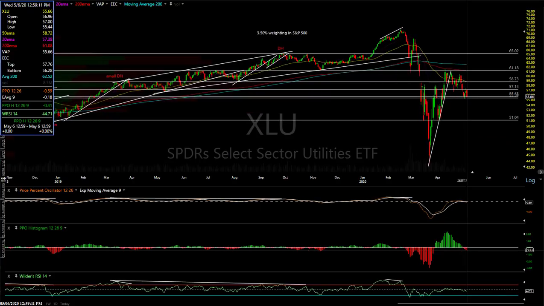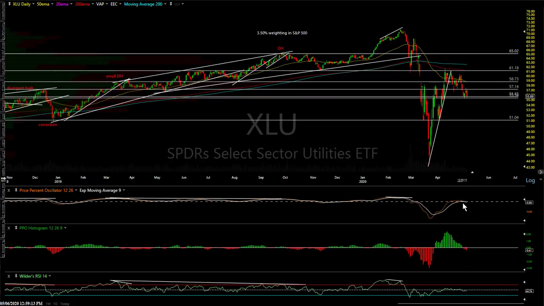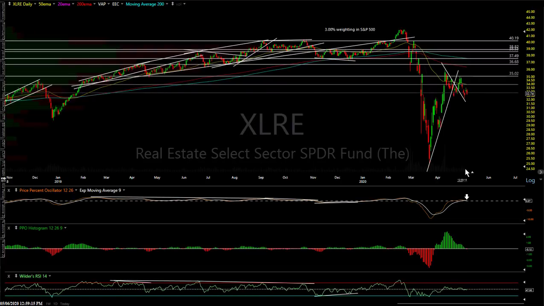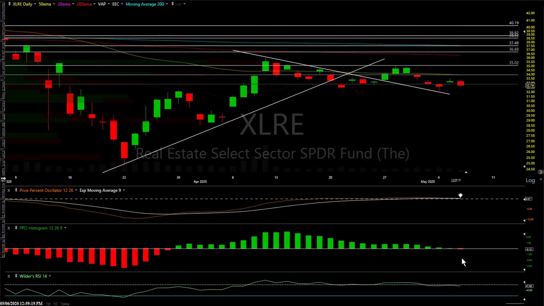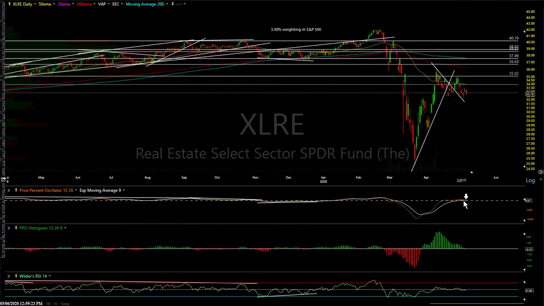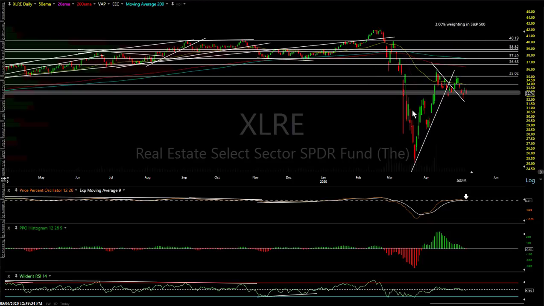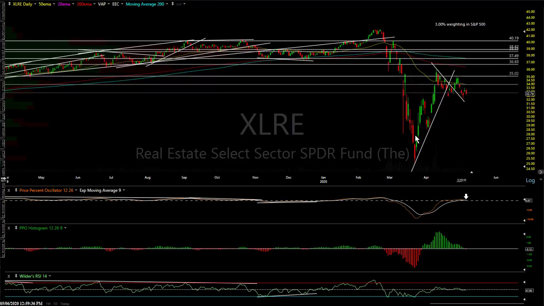XLU, sell signal triggered, PPO rolling back over right at the zero line like so many things. And then XLRE just gave us, we need to see it close today. It's a daily chart, but you can see the red bar on the histogram, meaning we just had the bearish crossover today. If we close at or below this level on XLRE, that's the REITs, it's not going to move the needle in the S&P 500. It's only about a 3% weighting, but it gives you a bigger picture of the economy and the market, as well as what's going on.